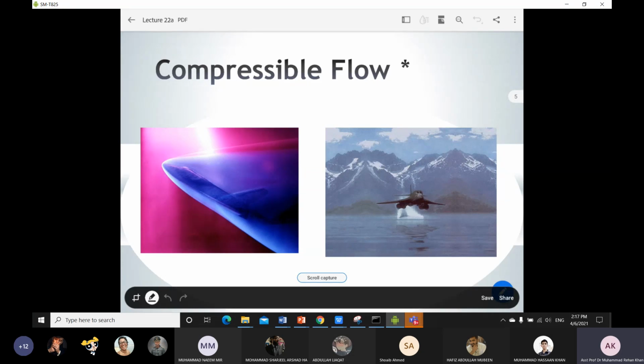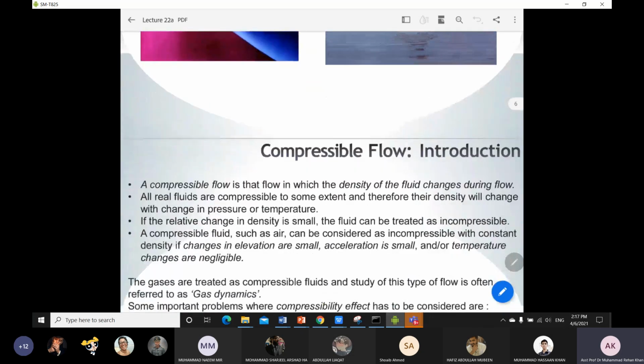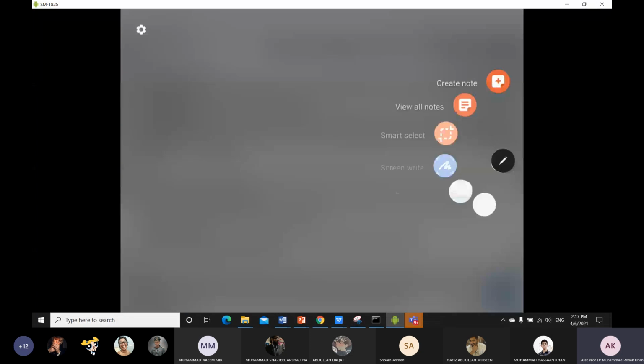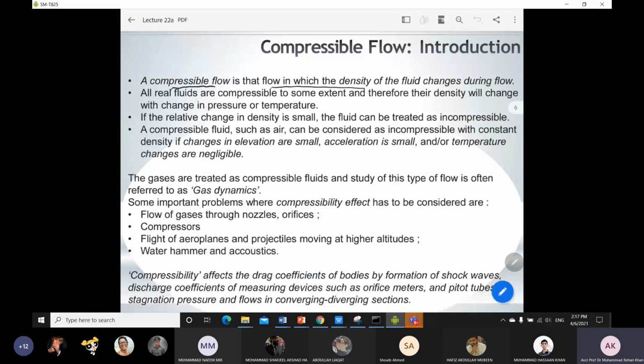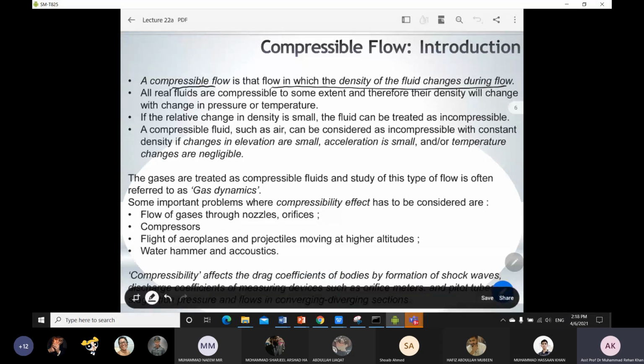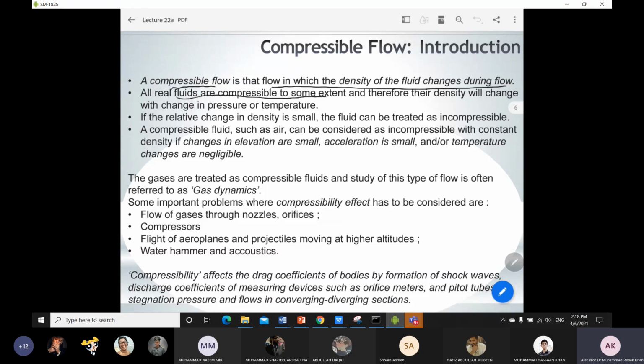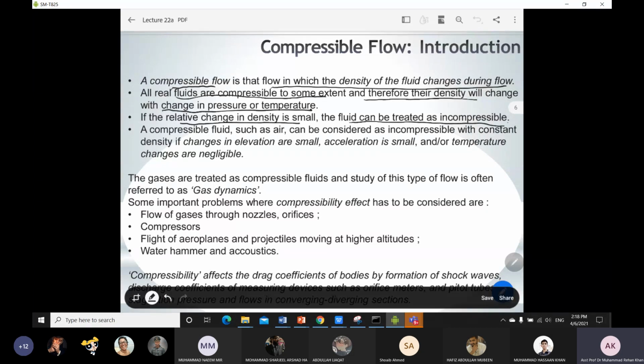So that's why we have to look into how to deal with compressible flow and relate it with thermodynamics. We will look into some introduction first, and then we will come towards some idea related to compressible flows. So compressible flow is that flow in which the density of the fluid changes during flow. All real fluids are compressible to some extent, and therefore their density will change with change in pressure or temperature. If the relative change in density is small, the fluid can be treated as incompressible flow. So this is the condition by which we can decide that we are going to assume incompressible flow, if the relative change in density is very small.